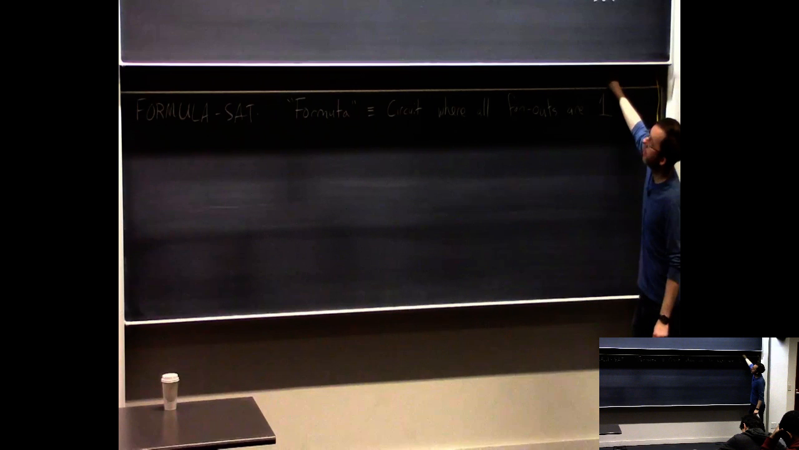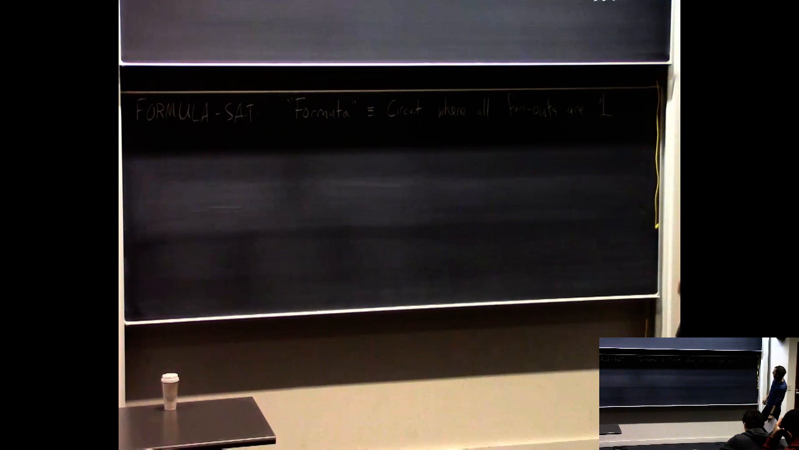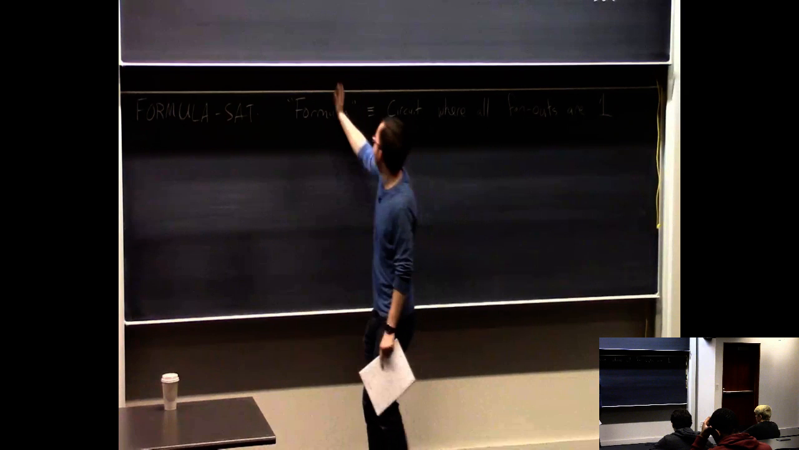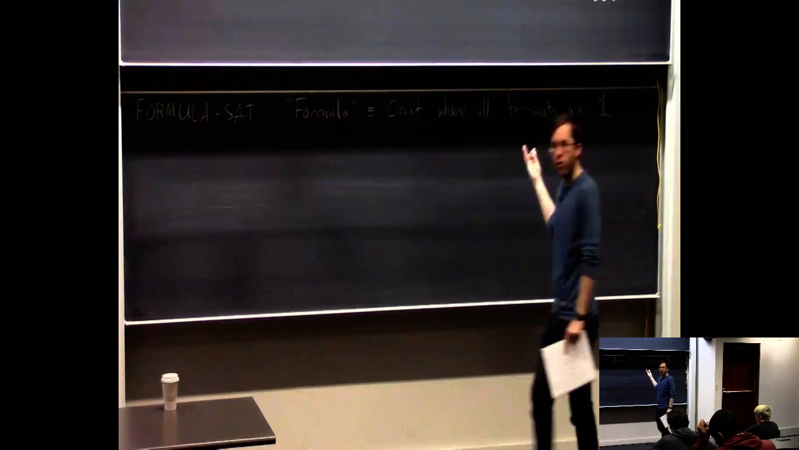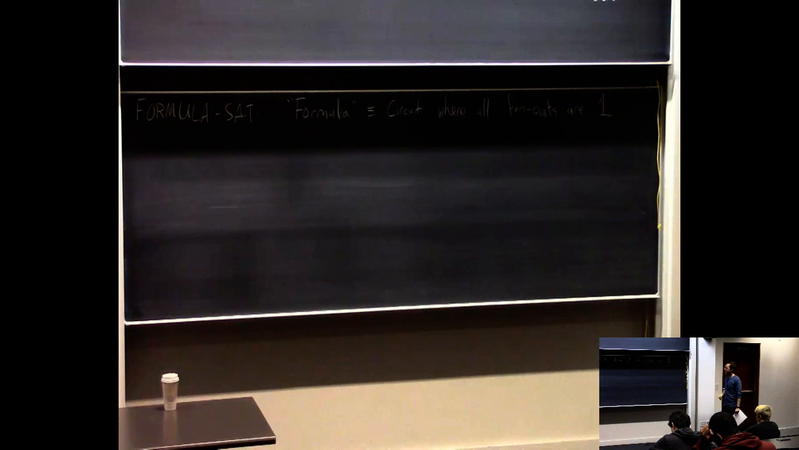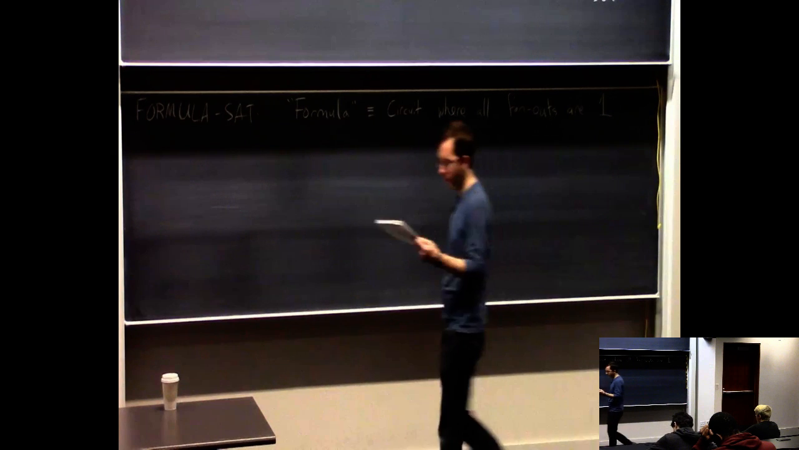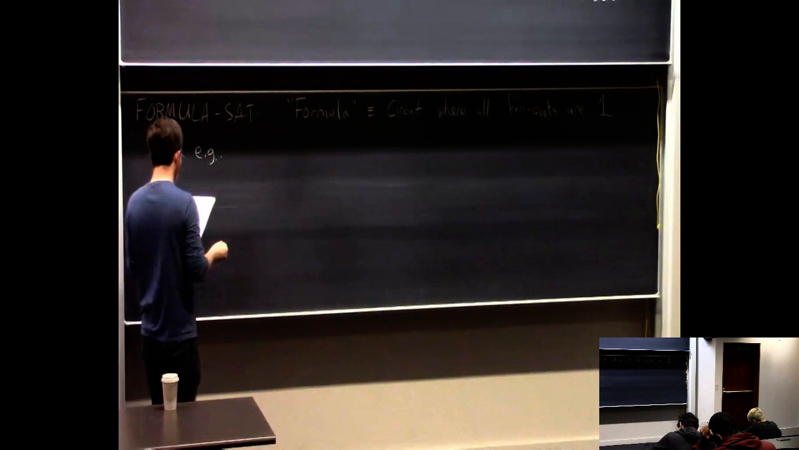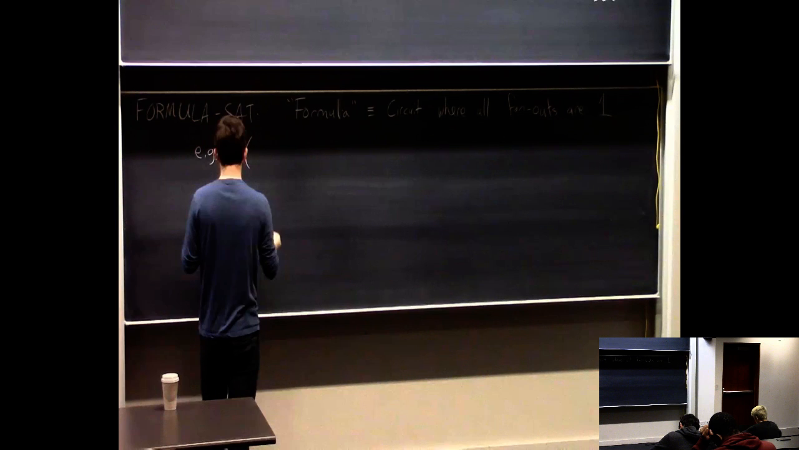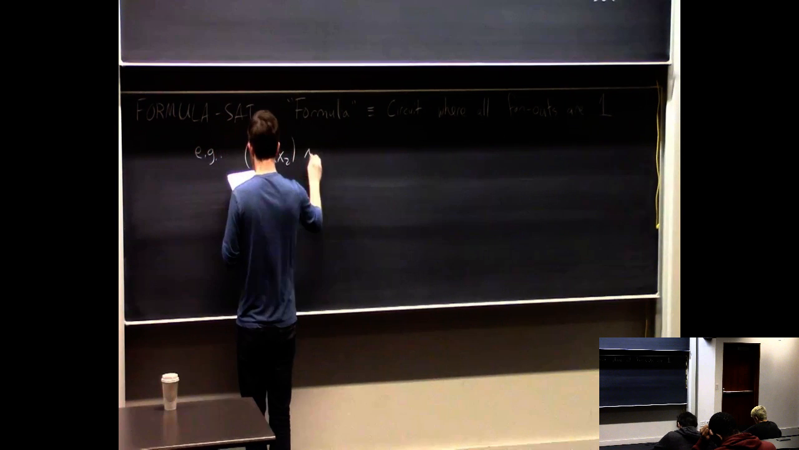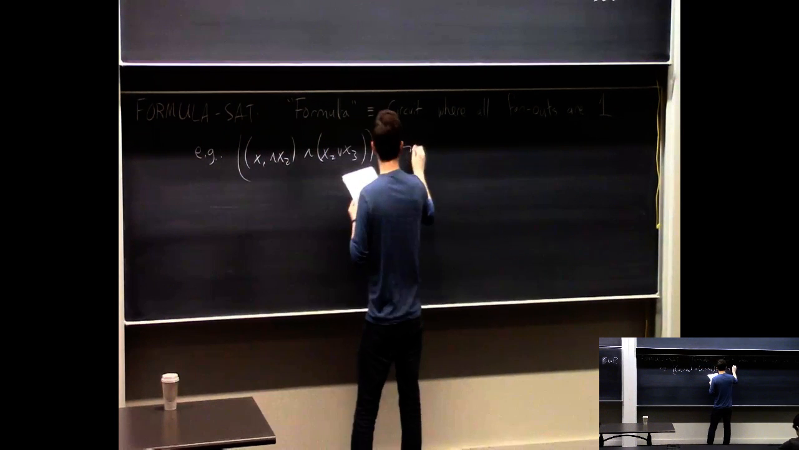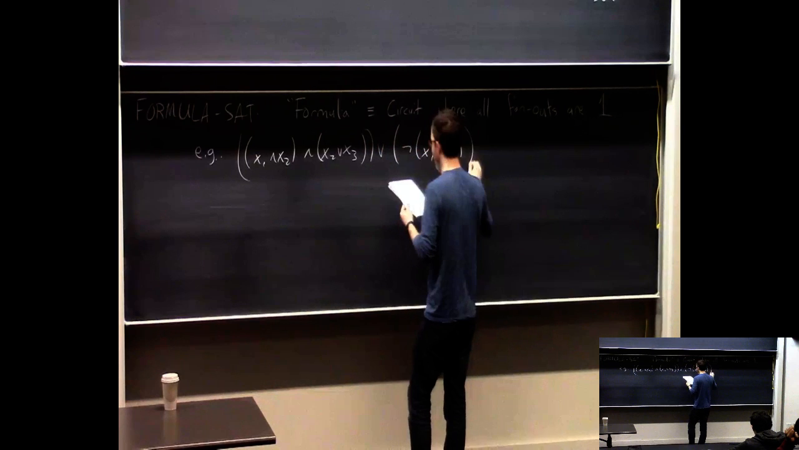OK, so it's a special kind of circuit. I wish I had the other board up here. There's no way to do it, right? It's a special kind of circuit where all the fan outs are 1. And formulas usually, sometimes you draw them like the circuit pictures. But it's also very common to just write them with symbols. So an example formula looks like this. x1 and x2 and x2 or x3. Could be or negation of x1 and x2.